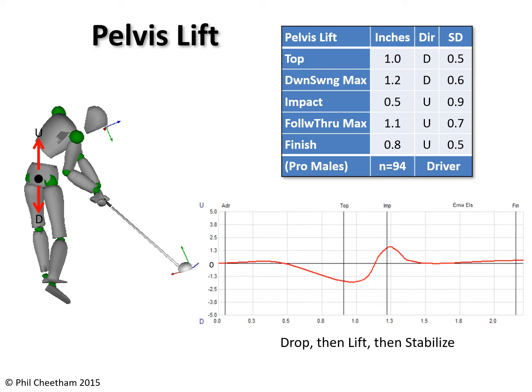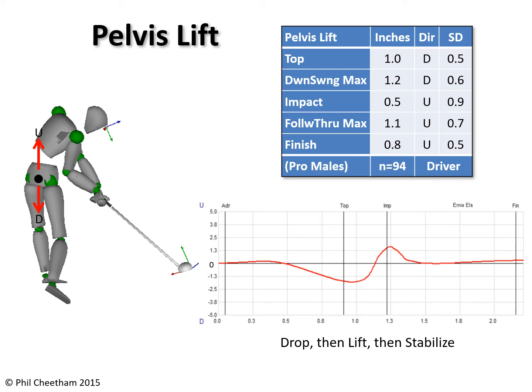The pelvis lift remains stable for a short period in the beginning of the backswing, and then begins to drop. The drop continues through transition and into early downswing, reaching a maximum drop on average of about 1.2 inches or 3 centimeters. This is part of the powerful squat action that is often seen in a tour quality swing.